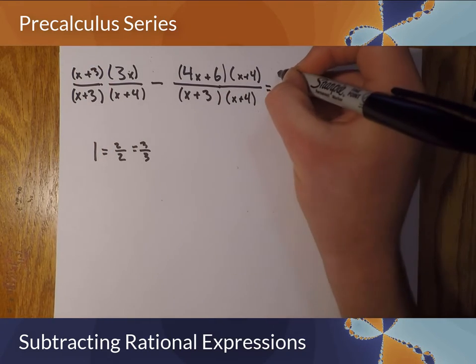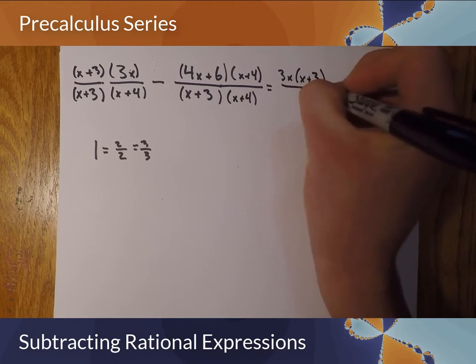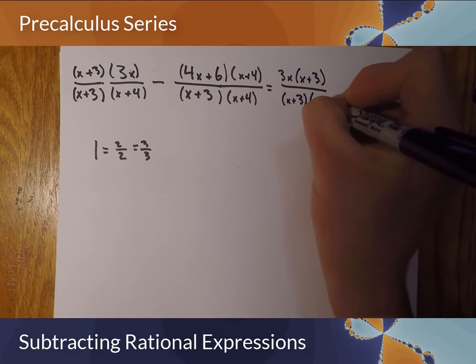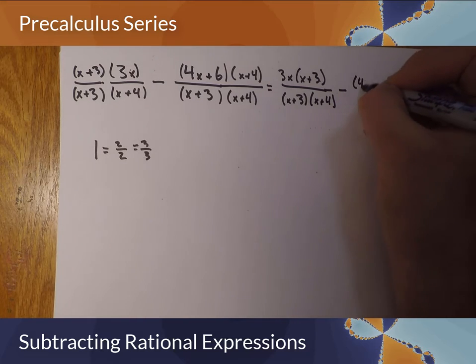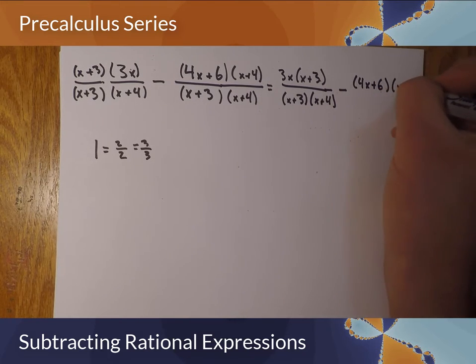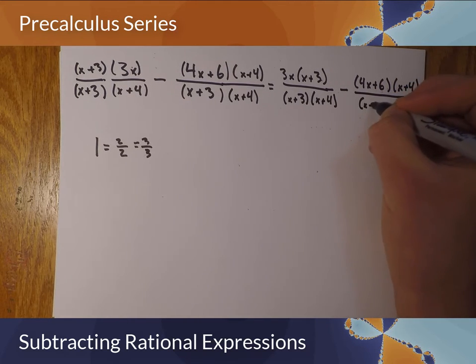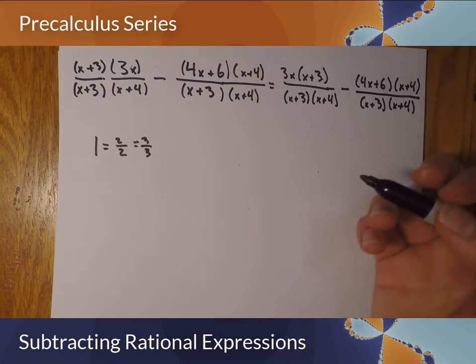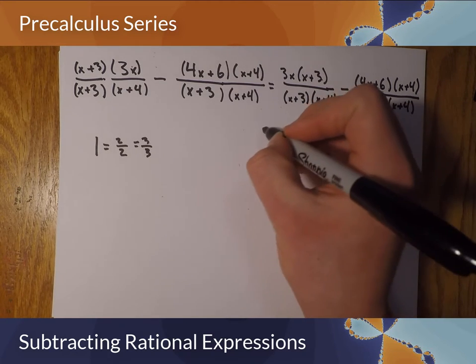And so now we just multiply it through. So we have 3x times x plus 3 over x plus 3, x plus 4, and then we're subtracting 4x plus 6 times x plus 4 over x plus 3, x plus 4. Now it's just a matter of expanding and then combining like terms.